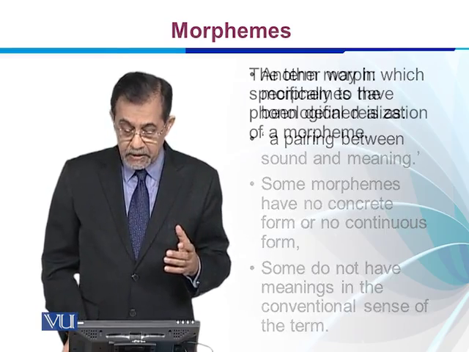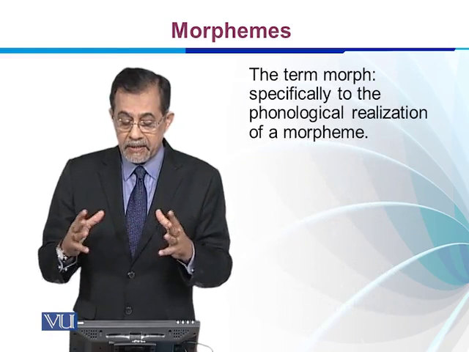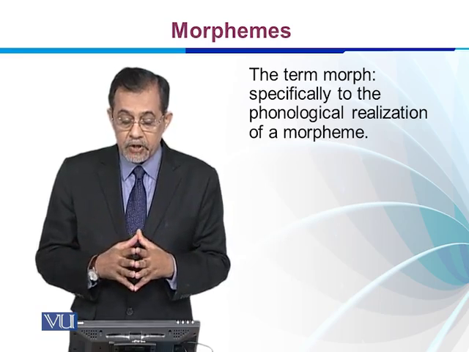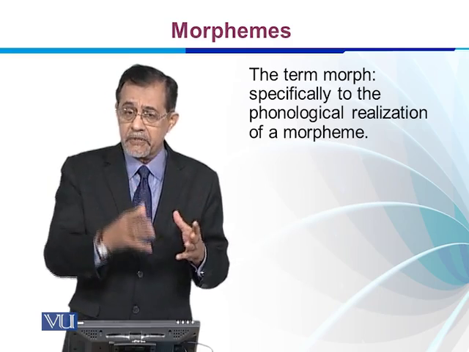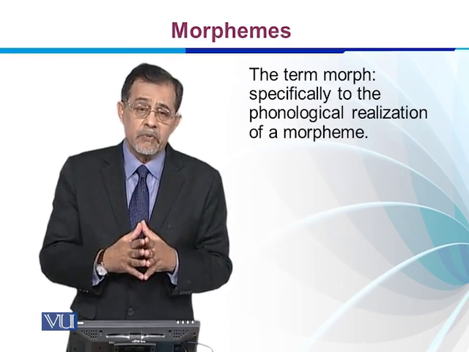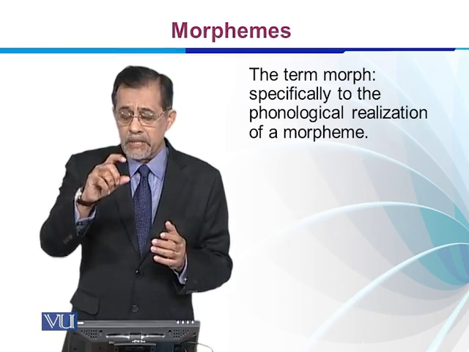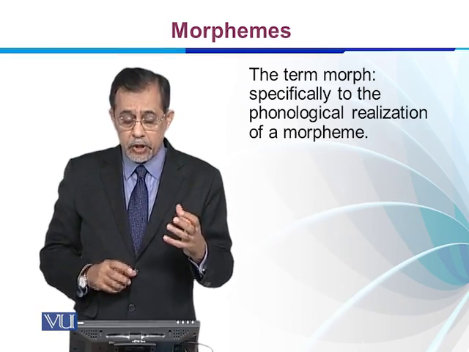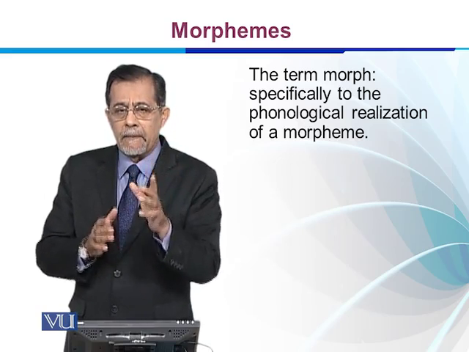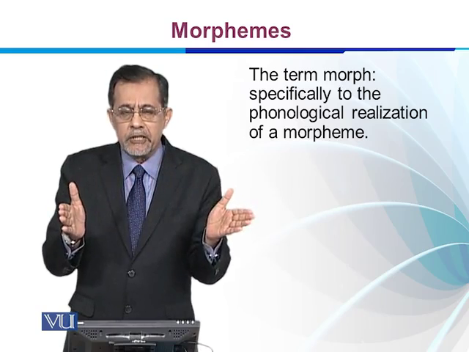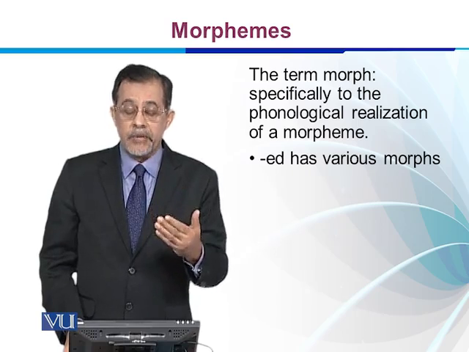The term morph is specifically the phonological realization of a morpheme. So let's take the example of the term morph. We have studied in the introduction to linguistics that it's a variant of morpheme, right? So you can see that it's a phonological realization of a morpheme. As a morpheme it is one, but in its phonological realization it is more than one. So let's have an example of it.